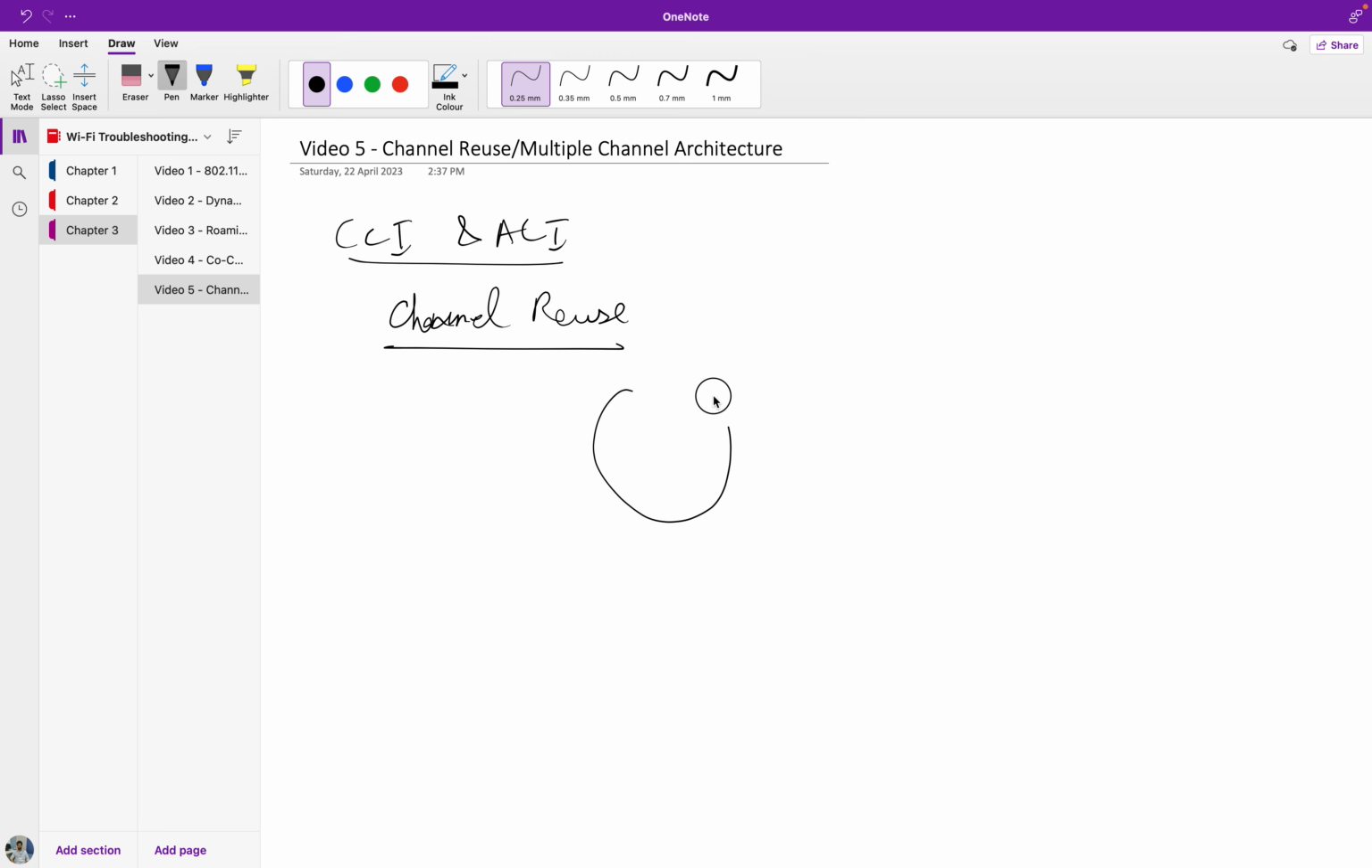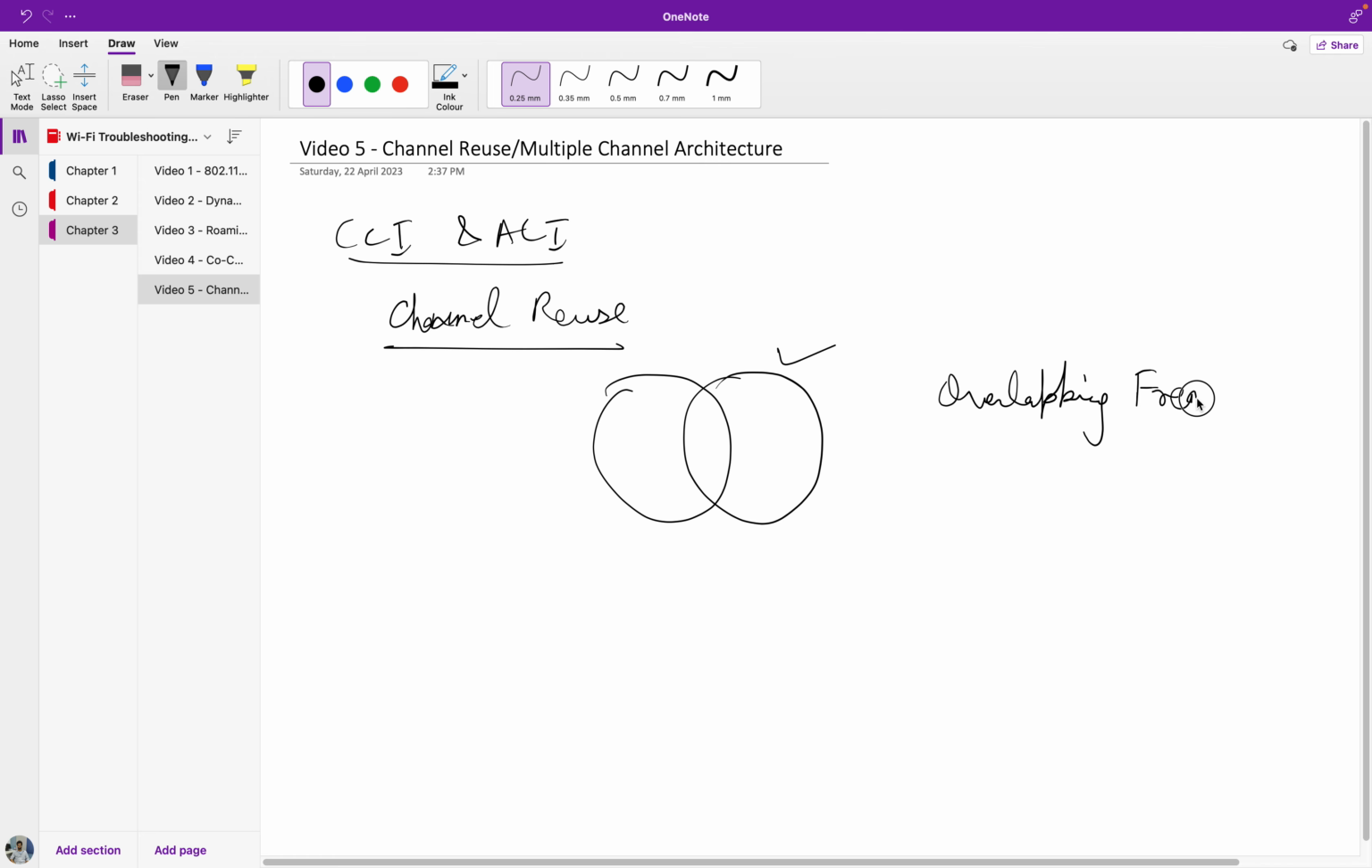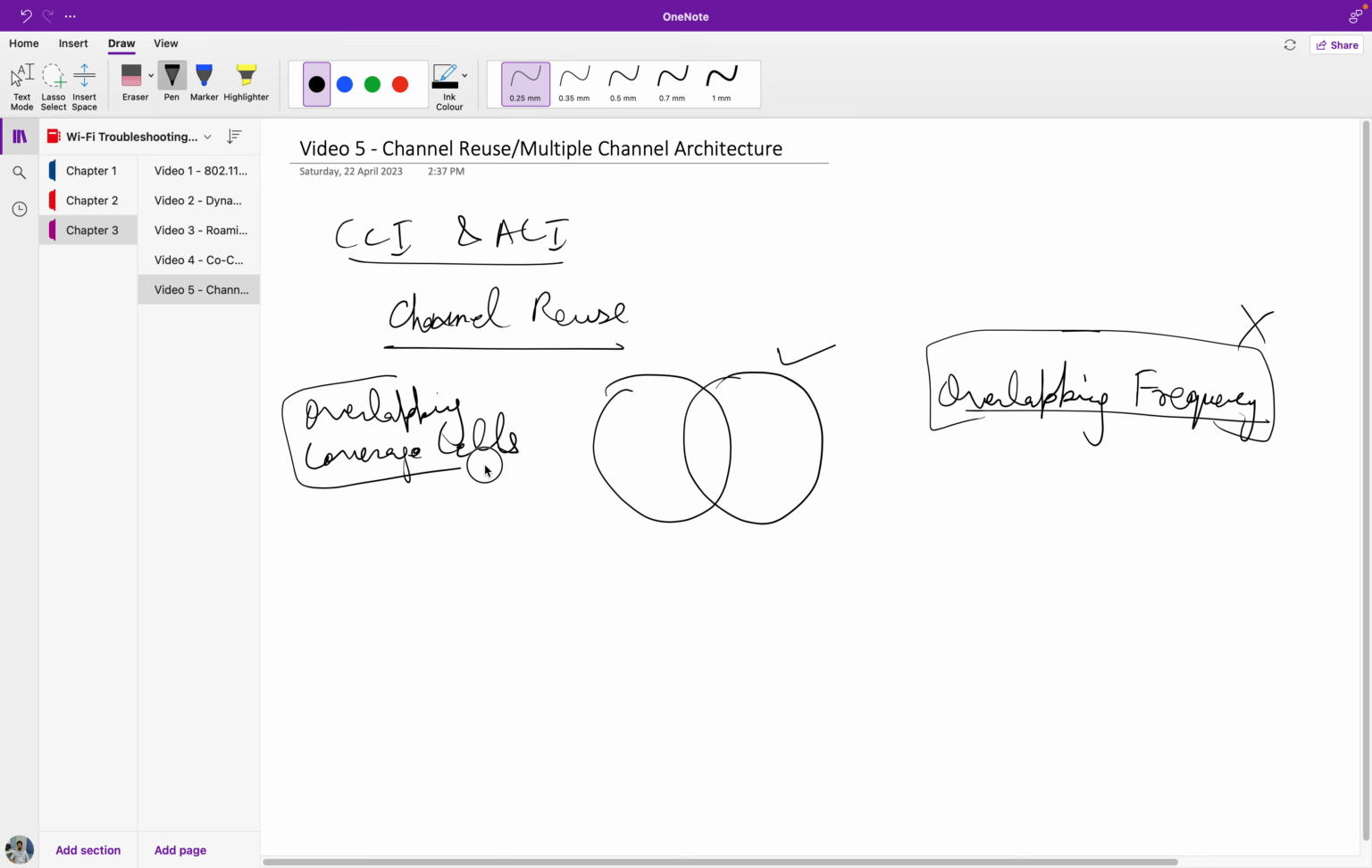So we need to make sure we have overlapping RF coverage cells. Of course, we need that for roaming to happen, but we want to make sure that there are no overlapping frequencies used. This should not be done, and overlapping coverage cells, yes, they should be used. If we have overlapping frequency, then we're going to run into a problem of, again, CCI and ACI. That is something which we want to avoid.